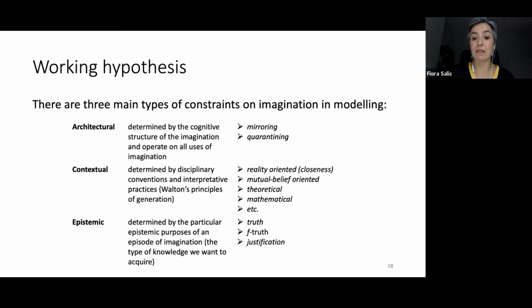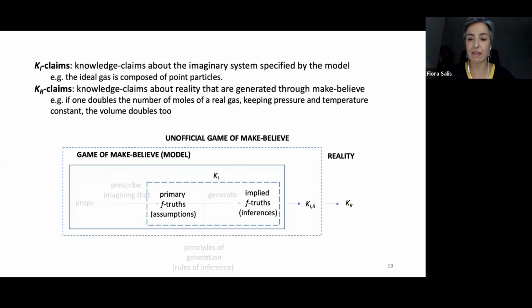So the sort of justification we have there may actually use the contextual or the context specific constraints as its basis. And so we are justified in claiming something like the following. I will not go through this entire slide, but I will just give you the examples. The ideal gas is composed of point particles. Well, yes, that is true in the model in virtue of the model's idealizing assumptions.